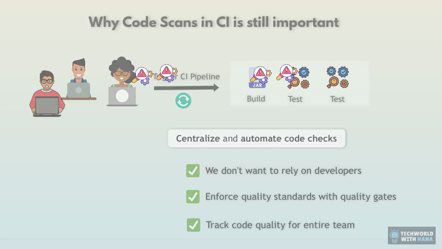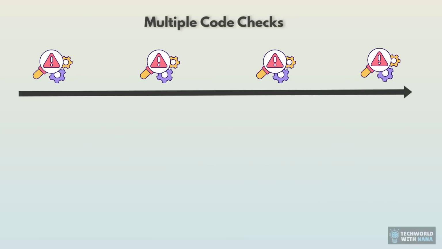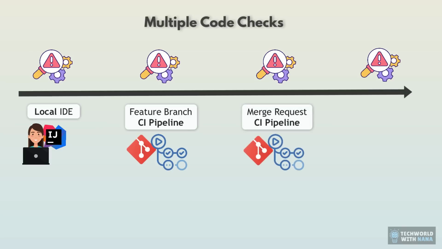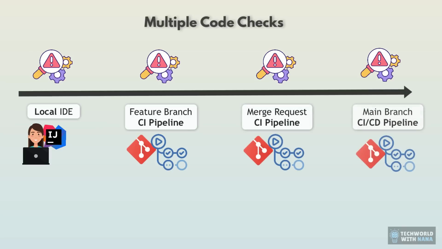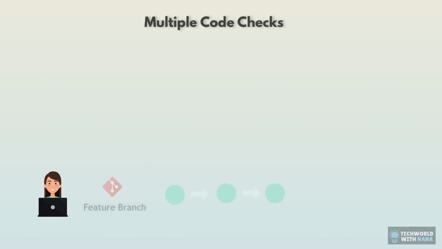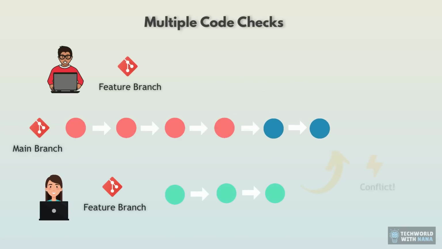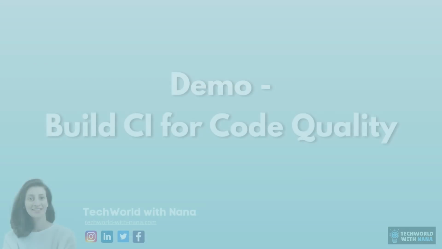So you notice that we have multiple places where the code issues will be detected, starting from the local IDE to the feature branch CI pipeline, the merge request pipeline, and even when the code gets merged into the main branch, it will run the same code scans and automated tests again. Because as I said, what if other engineers merged their code changes before us? Maybe there is an issue between that new code and ours. So we want to check on every step.